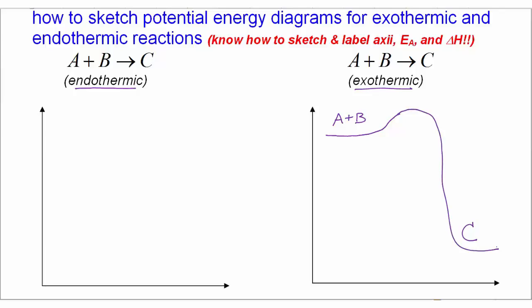Okay? They want us to label the axes. So this is energy, and the x-axis is called reaction coordinate. They want us to label EA. That's the energy of activation. That's the energy hump that the reactants have to overcome. So that would be my energy of activation, right? The reactants had to overcome that energy hump.